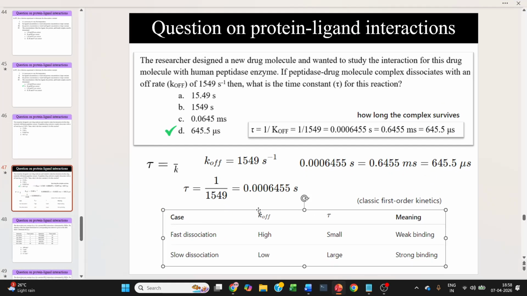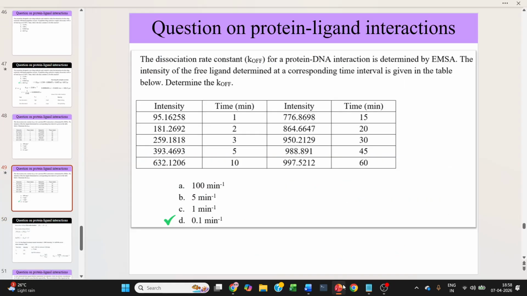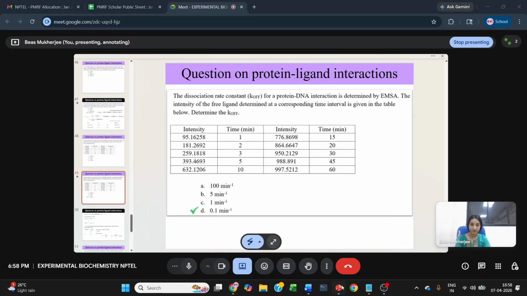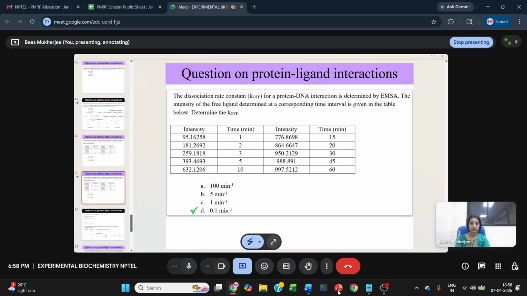Now we go to the next question that you guys found difficult. Yeah, this one. So here, what is happening? The dissociation constant k off for a protein DNA interaction is determined by EMSA. The intensity of the free ligand determined at a corresponding time interval is given in the table below. Determine the k off. So intensity is given and time is given. So how do we calculate k off?